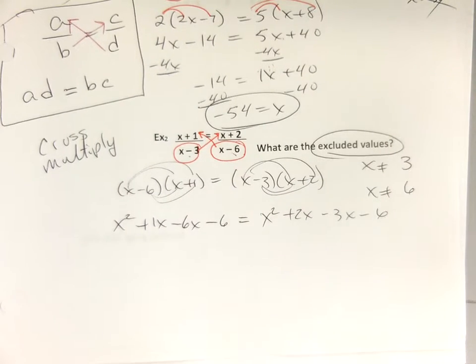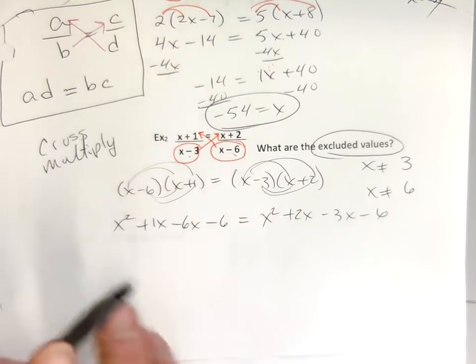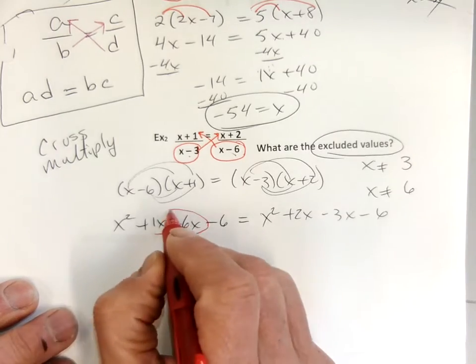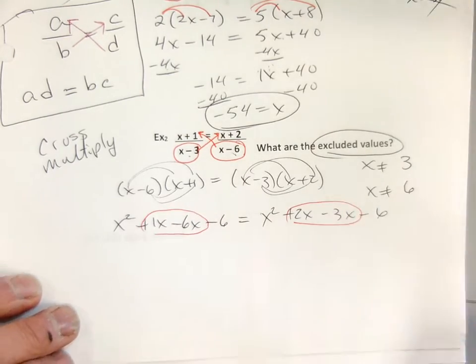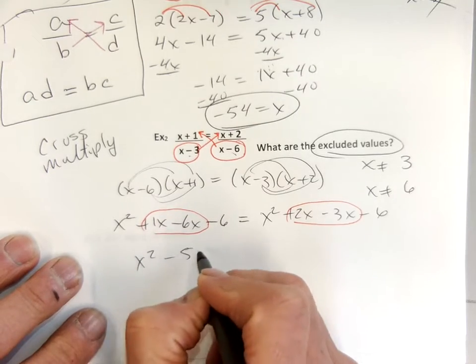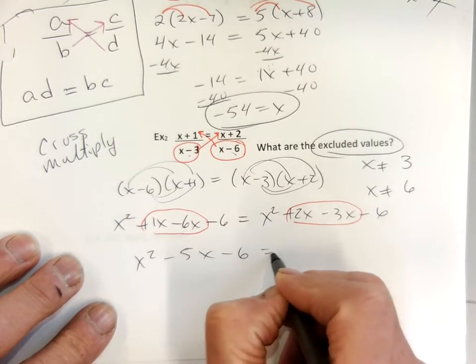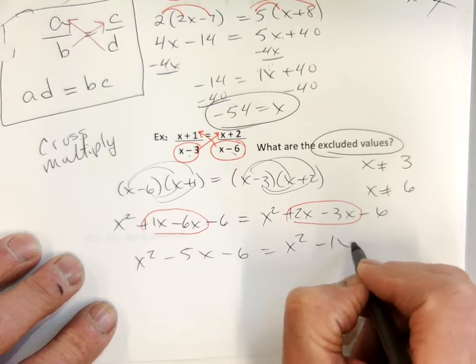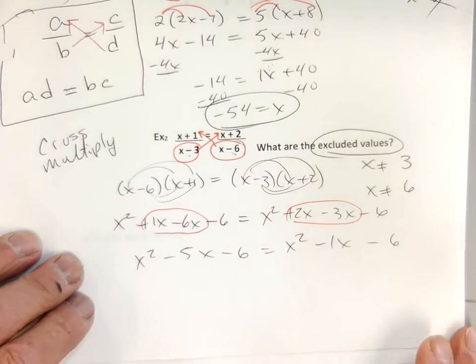Okay, so we're multiplying through. As Fernando's packing up, I multiplied through. I'm going to combine like terms. I get x squared minus 5x minus 6 equals x squared minus 1x minus 6, right?